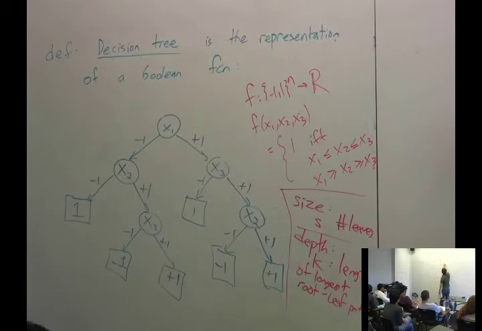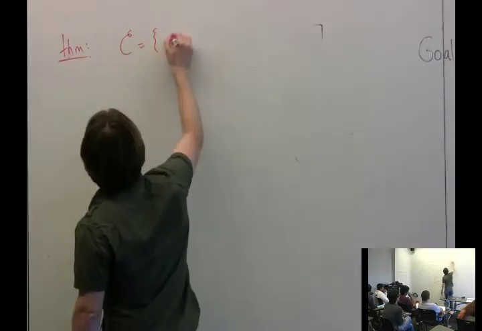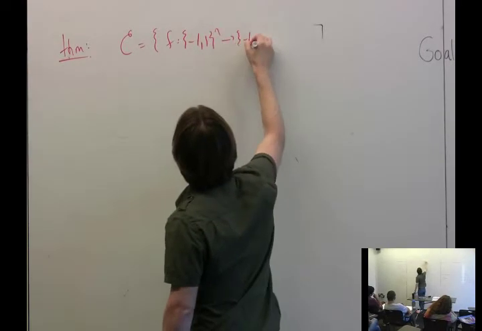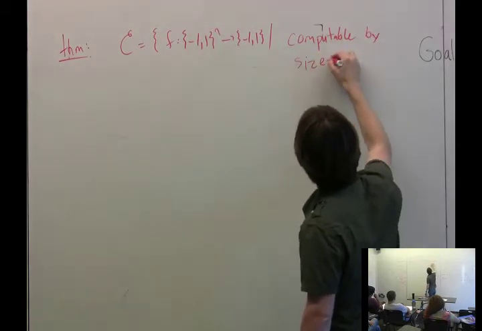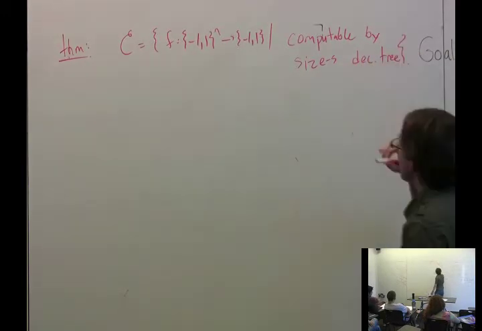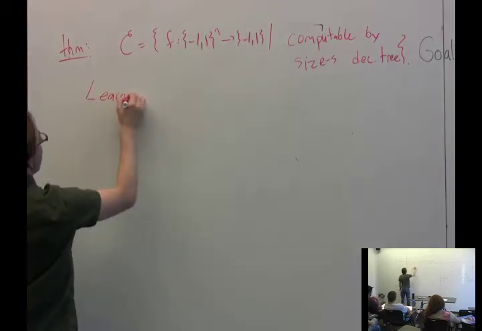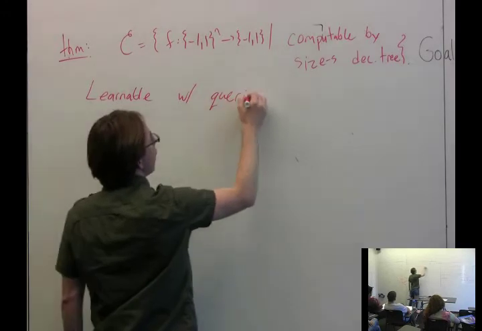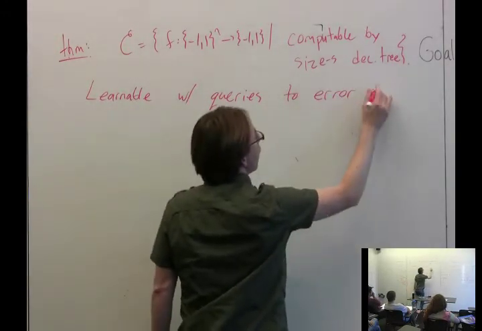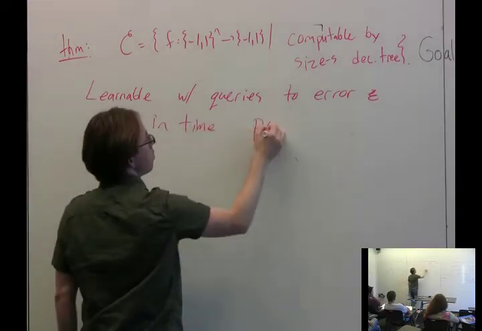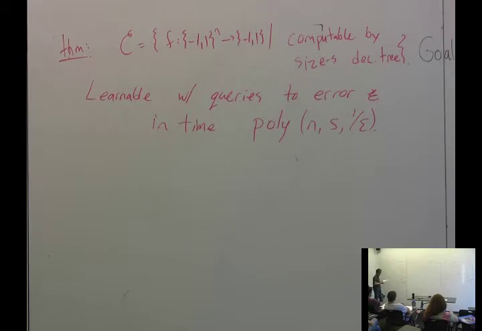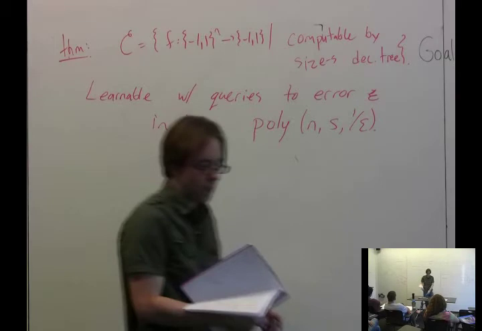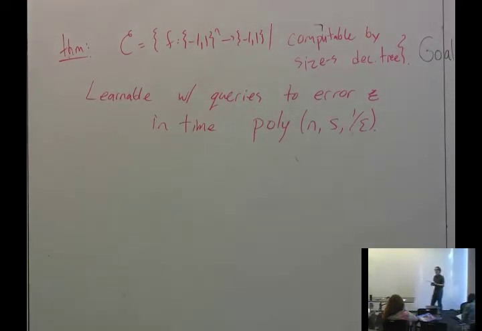And as I said, one thing we'll show next time is the theorem due to Kushilevitz and Mansour from 1993: let C be the concept class of all Boolean functions that are computable by a size S decision tree. It's learnable with queries in the query access model to error epsilon in time which is polynomial in all the relevant parameters, n, S, and 1 over epsilon. OK, so we're going to prove this next time eventually. And it'll all be because functions computed by small-sized decision trees have relatively simple Fourier expansions.